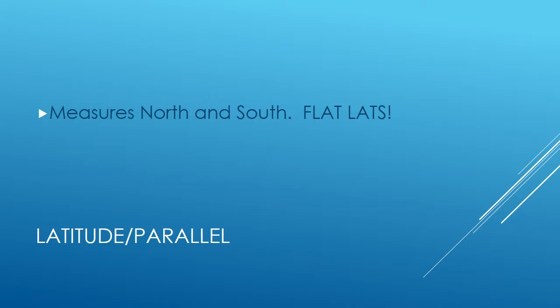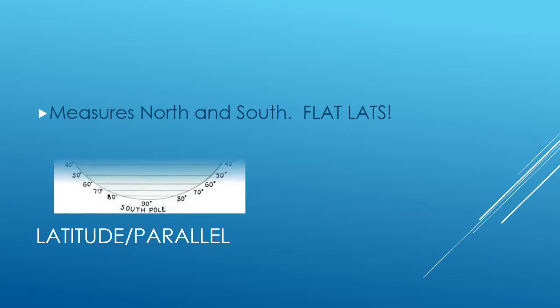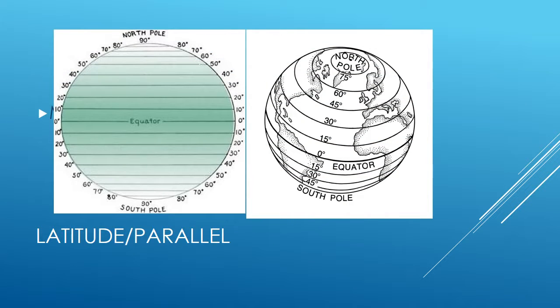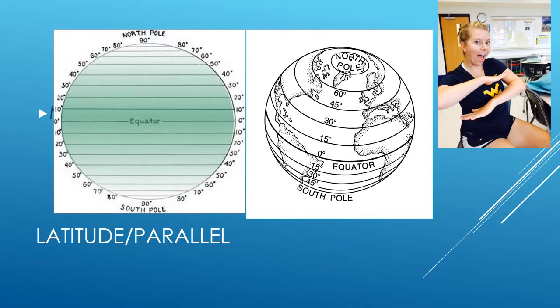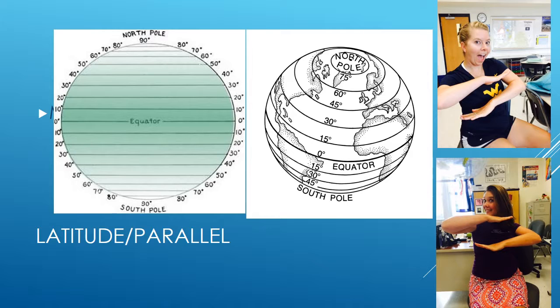All right, guys, our first word is latitude or parallel, and it is an imaginary line that runs around the globe. It measures north and south. A way you can remember it is flat lats, because the lines are flat on the globe. And another way is, you see Miss Oberlander and myself, we have a hand sign. And you want to make sure that you know that the parallel or the latitude that runs in the middle of the earth is the equator.